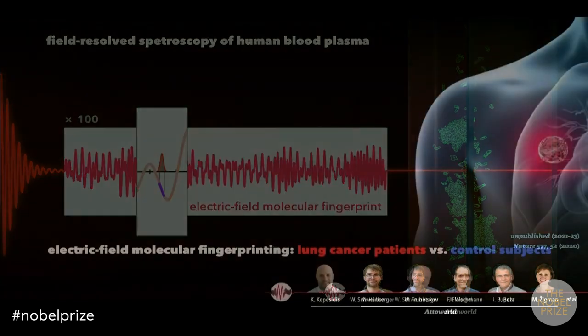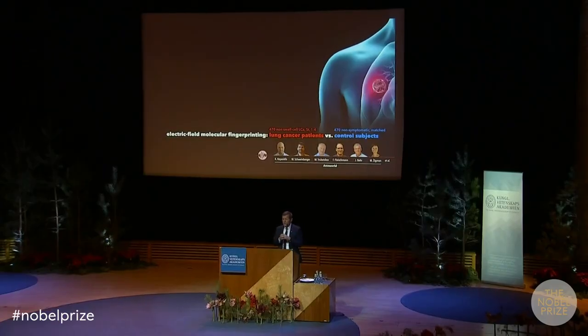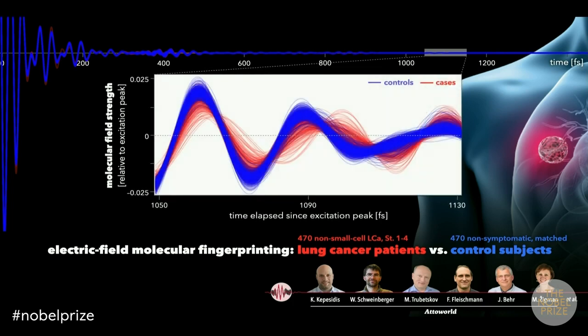As a prominent example, we compared 470 samples of lung cancer patients with the same number of samples of reference individuals free from cancer, briefly controls, with the two cohorts being carefully matched regarding the distribution of the subject's age and other parameters. These are the electric field molecular fingerprints of all those samples. Clear differences come to light between the two cohorts some 1,000 femtoseconds after the excitation peak, where molecular emission starts dominating over the excitation.